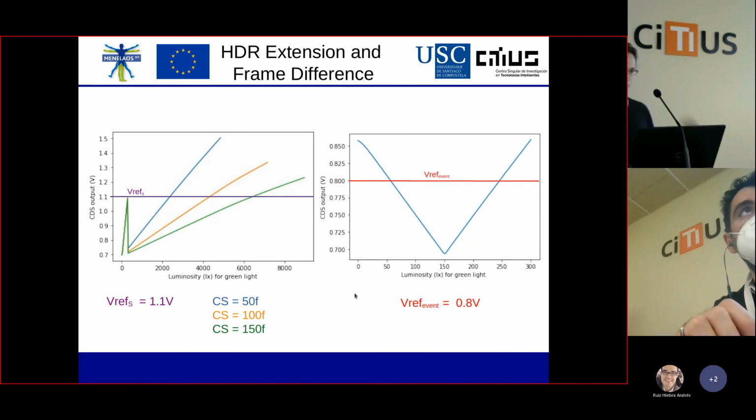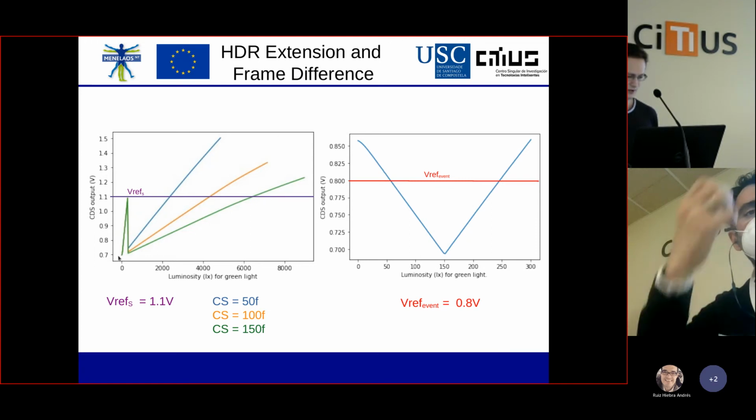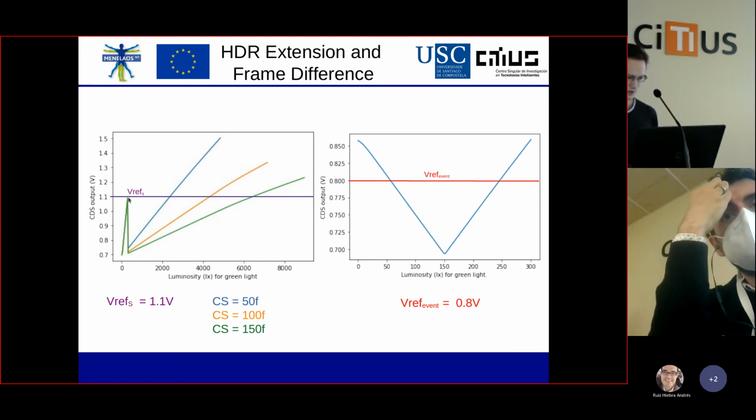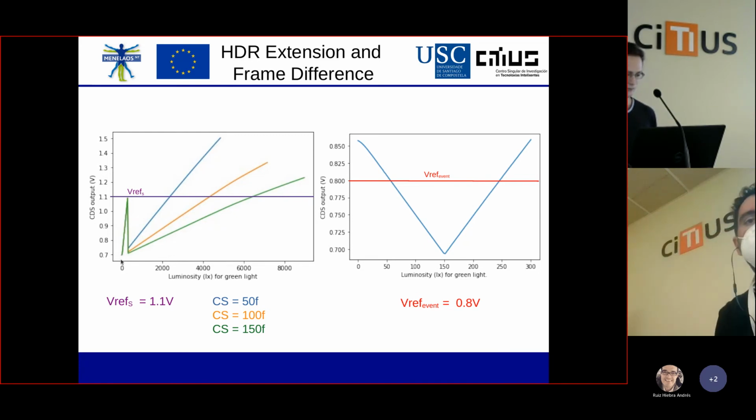So how does it now work? The HDR extension, this is the result of correlated double sampling. As we have seen here, first we use only normal electrons to sum for, for instance, 500 luxes in this case. And when this signal reaches the threshold, which can be set from outside, in this example it's set to 1.1 volts, but it can go further.